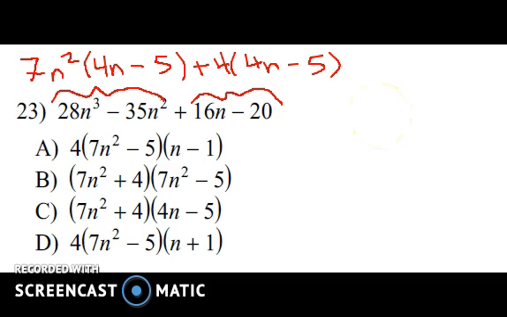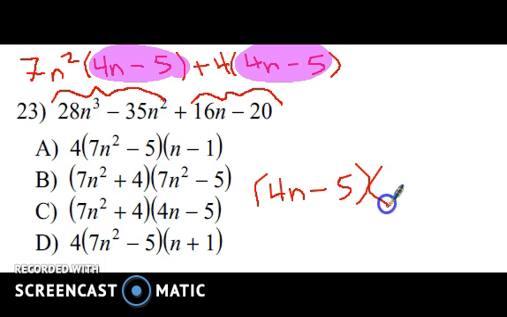So from here, we have a common factor in both. And I can factor out a 4n minus 5 from both of these terms. And that leaves me with a 4n minus 5 times 7n squared plus 4. Now, it's not the same exact order, but the order of multiplication is not important. So C is our answer for that one.